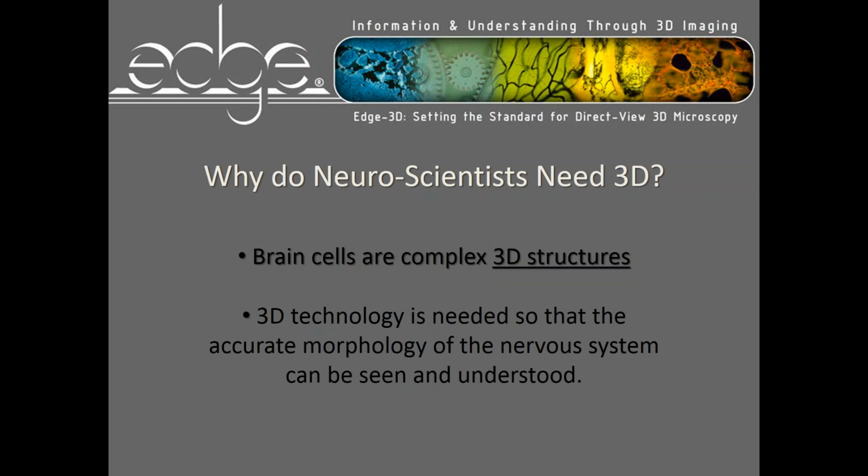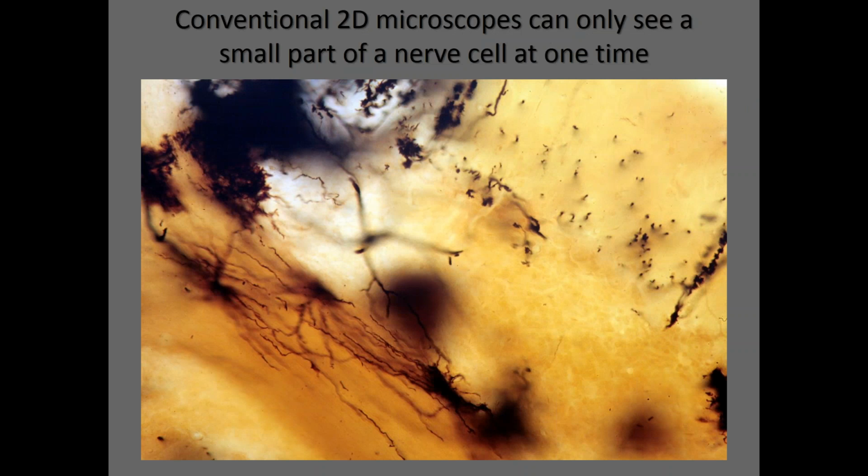Why do neuroscientists in particular need 3D? The real reason is that brain cells are complex three-dimensional structures, and they come together into very, very complex brains and nervous systems. Therefore, 3D technology is needed to accurately assess and understand the morphology of these complex structures.